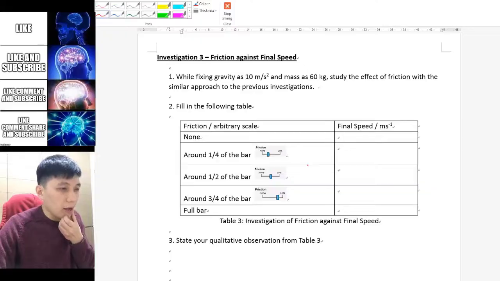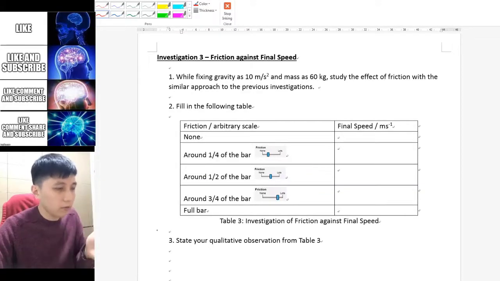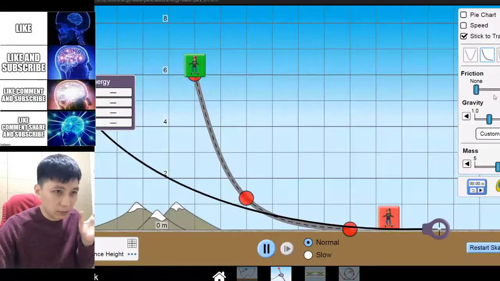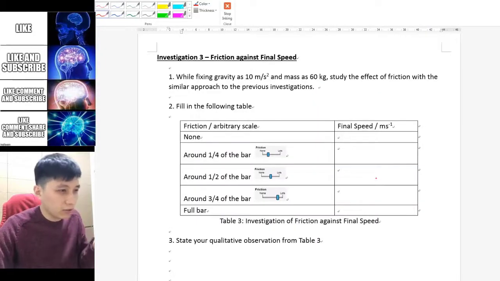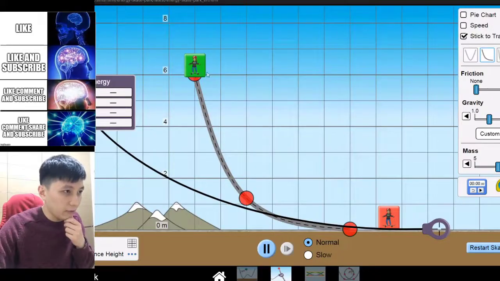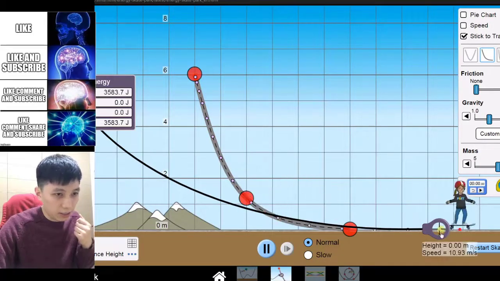And this time, for the friction, there is no set value that you can choose from. It's more like a continuous scale that you can choose from. So I try to make it easier for you to select. So let's do none, a quarter, half, 3/4, and full bar. So let me try it now. So with none, I guess it's the same as what we had earlier.